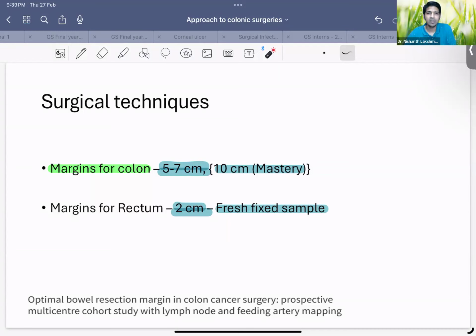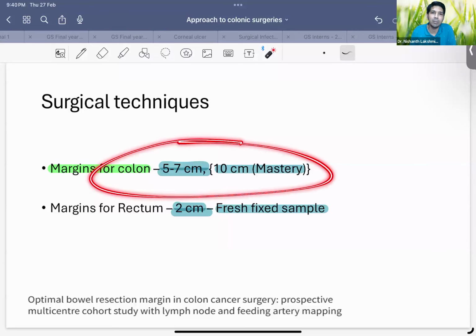The idea is we don't sit and measure 5 centimeters from the tumor. We try to take out the lymphatics. And if you have to take out the lymphatics, you end up taking out the blood supply. So it usually depends upon how much of the colon is devascularized, and you will take out that much. Invariably, you're taking out more than this recommended margin.